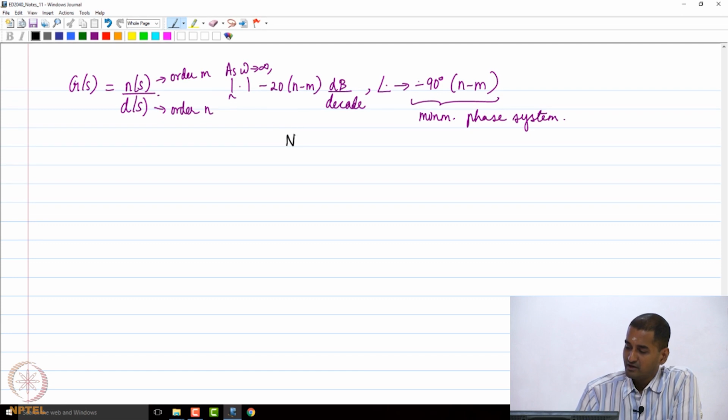So, if not, the next concept that we are going to look at is what is called the Nyquist stability criteria.